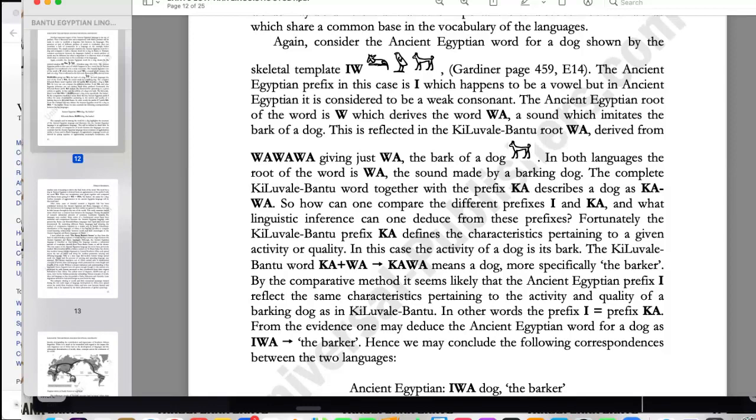By the comparative method, it seems likely that the ancient Egyptian prefix i reflects the same characteristics pertaining to the activity and quality of a barking dog as in the Kiluvale Bantu. In other words, the prefix i equals prefix ka. From the evidence, one may deduce that the ancient Egyptian word for a dog is iwa, the barker. Hence, we may conclude the following correspondences between the two languages. The ancient Egyptian for dog is iwa, which means the barker, and in Kiluvale Bantu, it's kawa, which also means the barker. Let's look at another example.